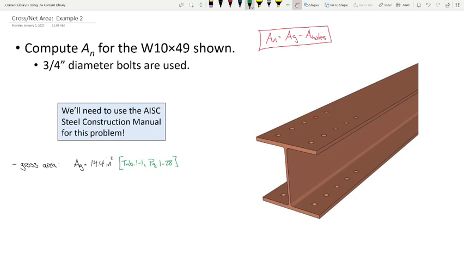Now, if we're going to compute the net area, we need to look at the bolts, right? So for the bolts, I'm already introducing you to some shorthand: EFF for effective and DIA for diameter. We know that the bolt diameter is 3/4 of an inch. So what does that tell us about the hole diameter? The effective hole diameter, I should say. If the bolt diameter is 3/4, what's the effective hole diameter? 7/8. Okay, all right.